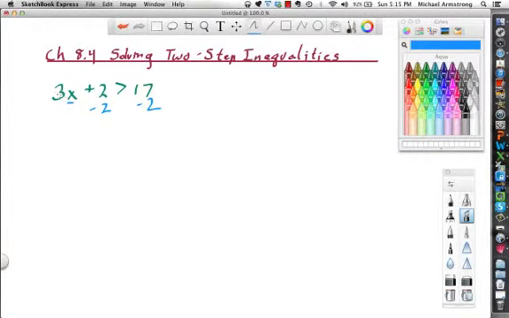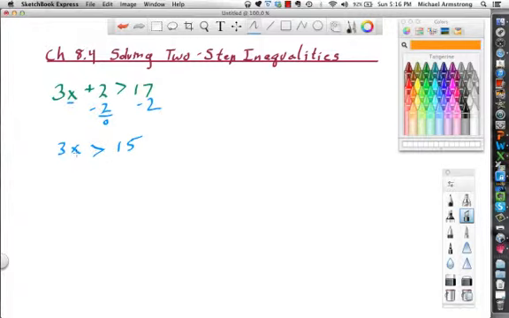We can't divide by 3 yet because we would also have to divide 2 by 3, and we'd have to divide 17 by 3, and that's possible, but it would give us some weird fractions. So we're going to start by just getting rid of the 2. Positive 2 minus 2, 17 minus 2. So that 3x is greater than, because this equals 0, 17 minus 2 is 15. And now we have numbers that look a little better. 3x is greater than 15.